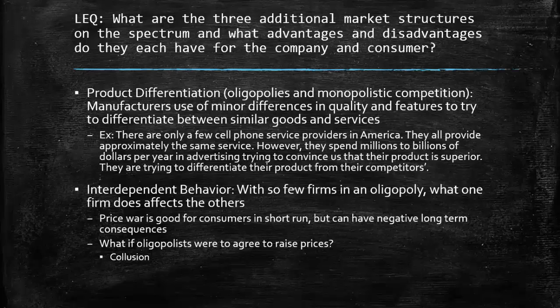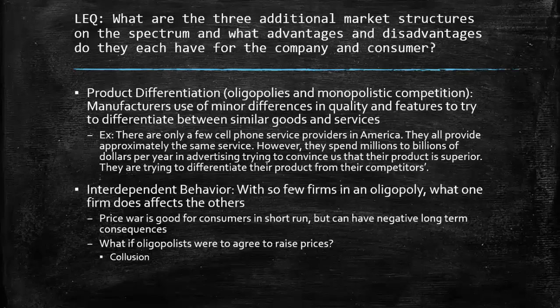A Big Mac is a hamburger. A Whopper is a hamburger. But McDonald's is trying their best to convince you the Big Mac tastes better because of reasons. Burger King is trying its best to convince you that the Whopper tastes better because of reasons.